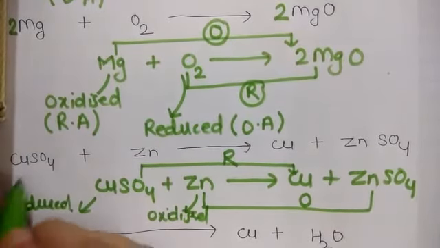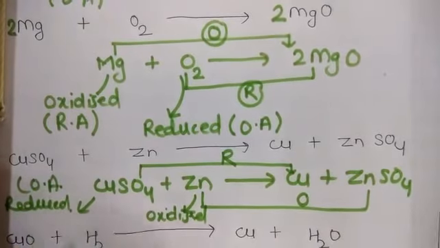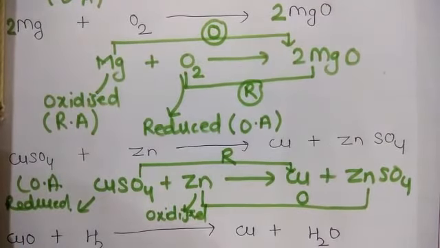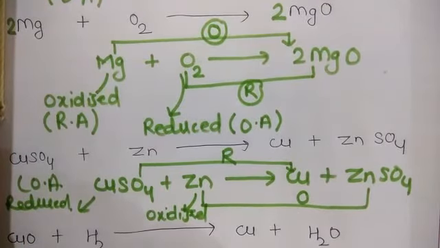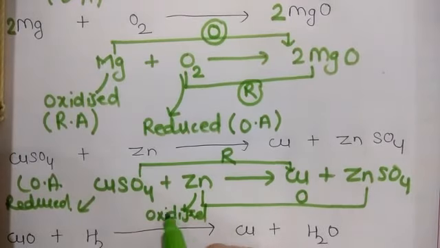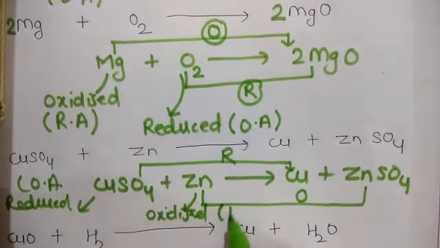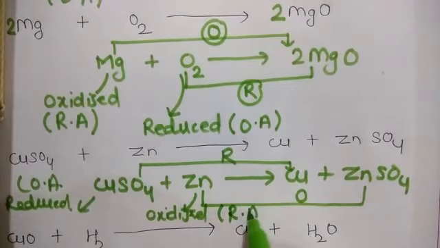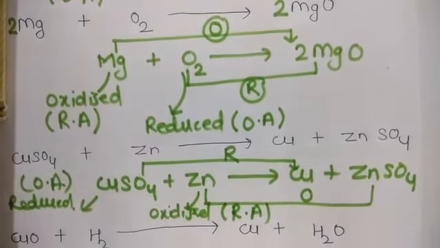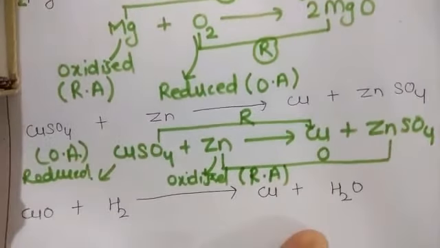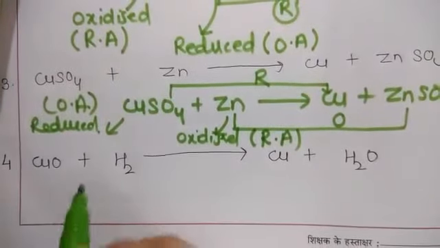So this will act as the oxidizing agent. So CuSO4 will act as an oxidizing agent here. Okay. Now what about this zinc? It will be the reducing agent. Okay. So in this way you have to complete these things. Again you have to go for the next question.